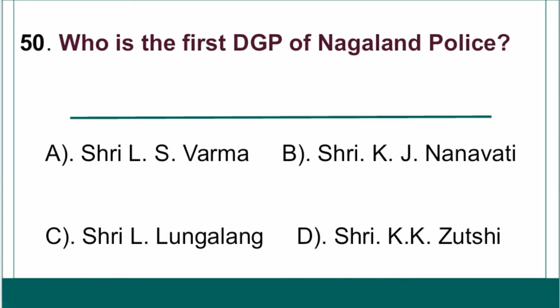And question number 50, this is the last question for today's video. Who is the first DGP of Nagaland Police? And the correct answer is option number D.